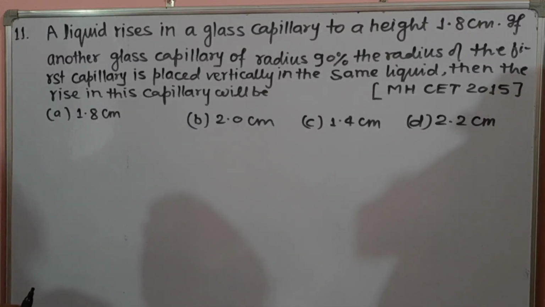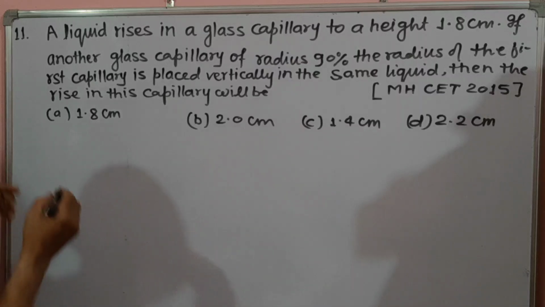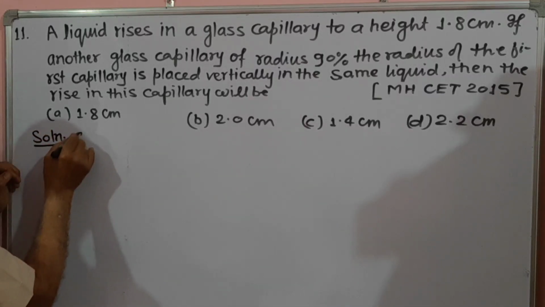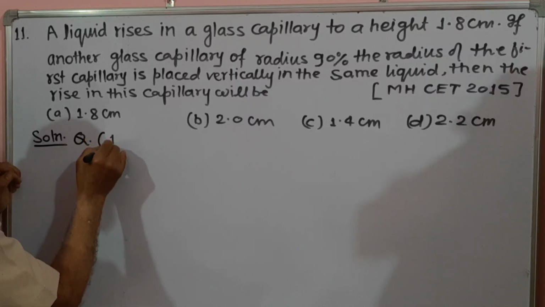Next, question number 11. The question is, a liquid rises in a glass capillary to a height 1.8 centimeter. If another glass capillary of radius 90% of the radius of the first capillary is placed vertically in the same liquid, then the rise in this capillary will be. Now, solution to question 11.